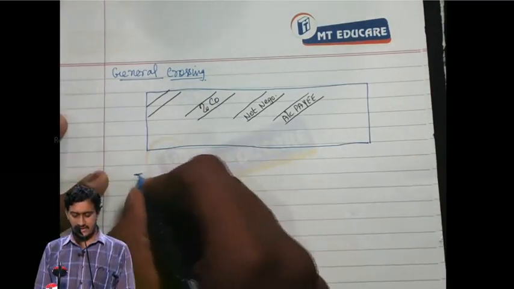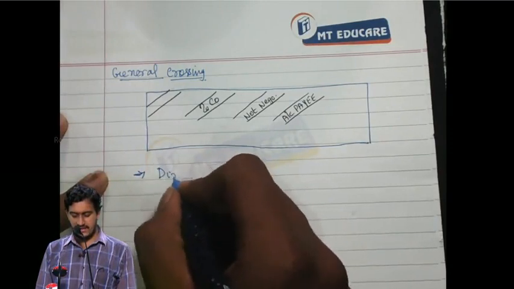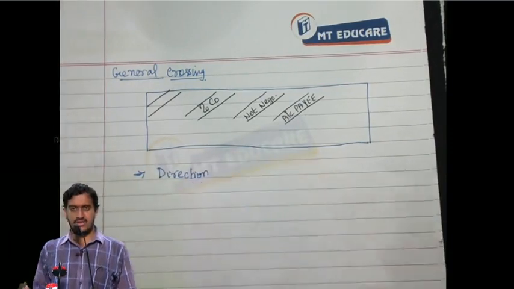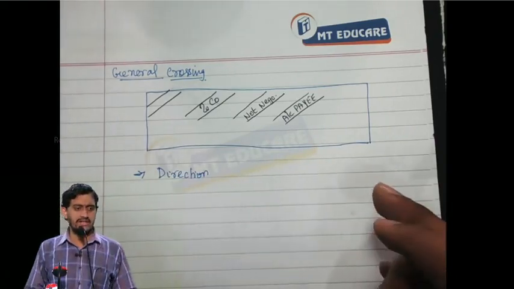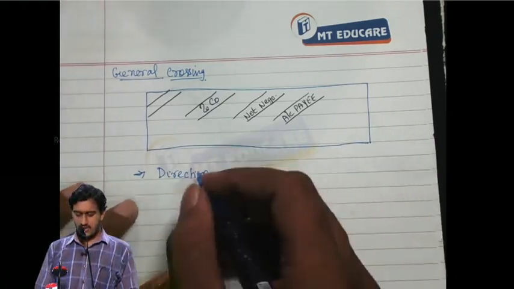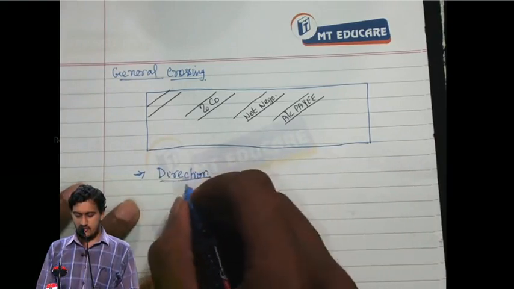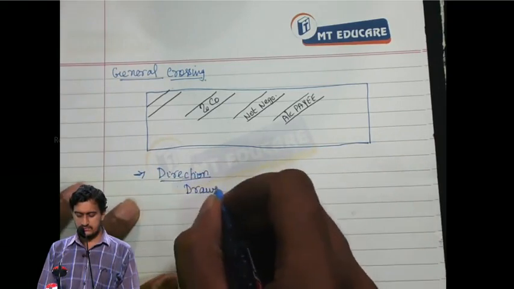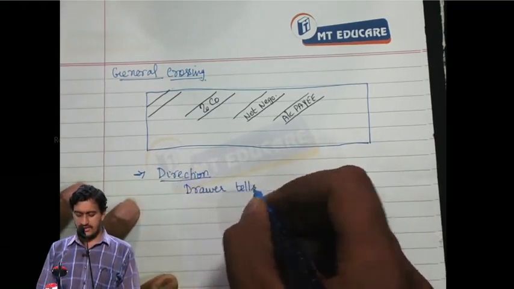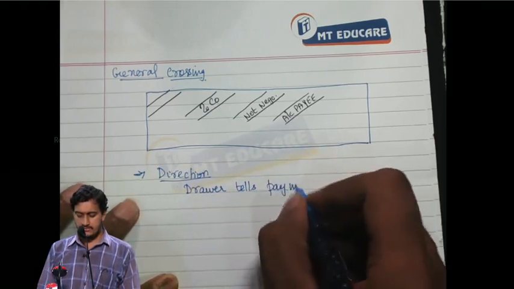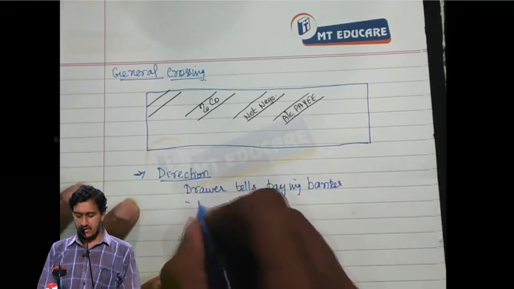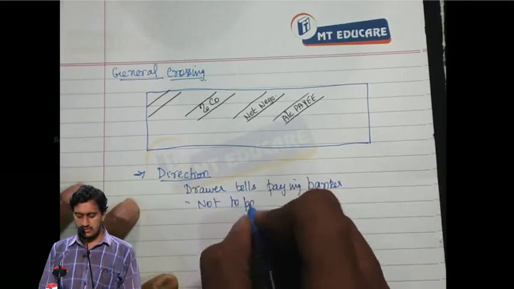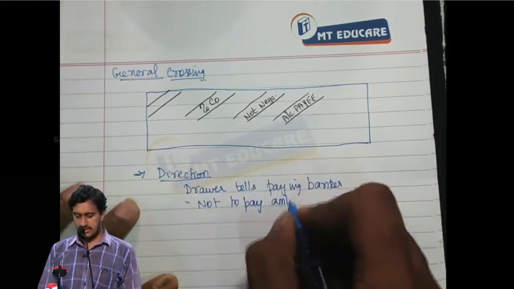So crossing, general crossing, is a direction. Who is giving this direction? You need not write. Come on, tell me. Who is giving direction to whom? The drawer is giving a direction. What direction? The drawer tells the paying banker, not to pay the amount across the counter.